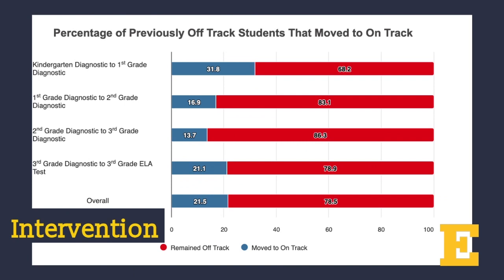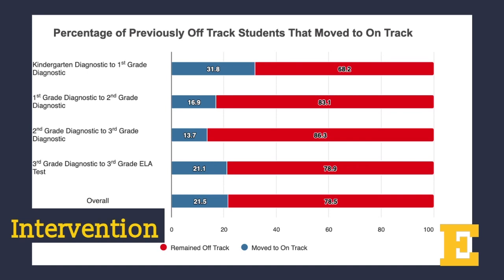And then in 3rd grade, because there is not another diagnostic in 4th grade, the measure moving forward to identify whether a student is on grade level or not is whether they earned proficient on the state test. So the 3rd grade diagnostic to 3rd grade ELA test is looking at how many students we moved to become on track or proficient because of the state test, and that was 21.1%. Overall, looking at all grade levels of all the students who started last year off track, 21.5% were moved to on track.